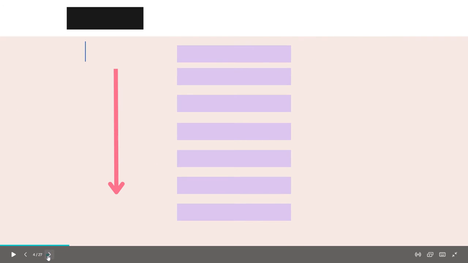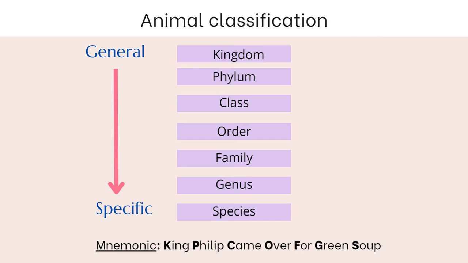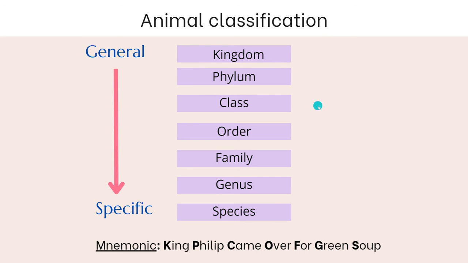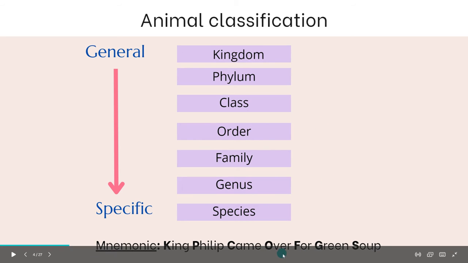Next, we have the order of animal classification. First is kingdom, then it is phylum, after that we have class, then order, then family, then genus, and then species. We can remember the order of classification through the mnemonic King Philip Came Over For Good Soup. This is a very useful mnemonic for you to remember the order of classification.